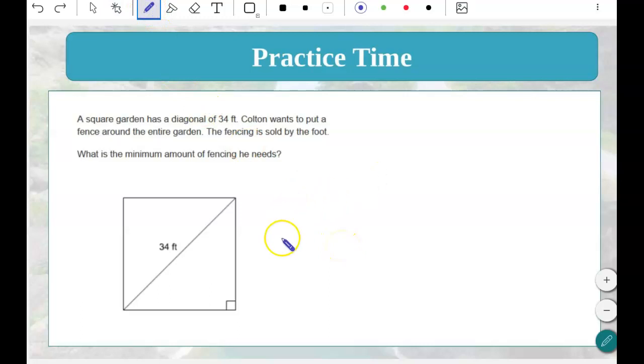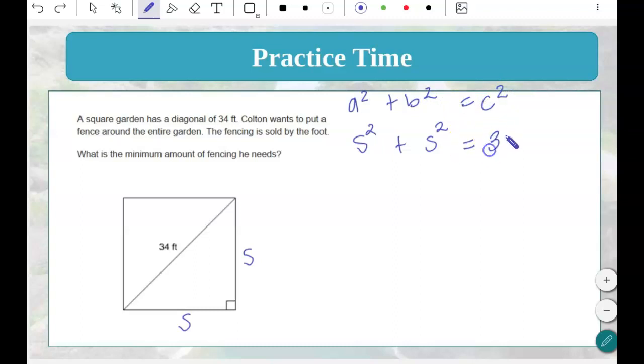So we could use the letter S to represent the length of those sides. So here's our right angle. We know this is the hypotenuse. So this is how you would set this problem up. You can use any letter; I just used S for side. So S squared plus S squared, because remember, it's our Pythagorean theorem. Just follow the formula. And we know C is 34 feet, so we're going to square that.